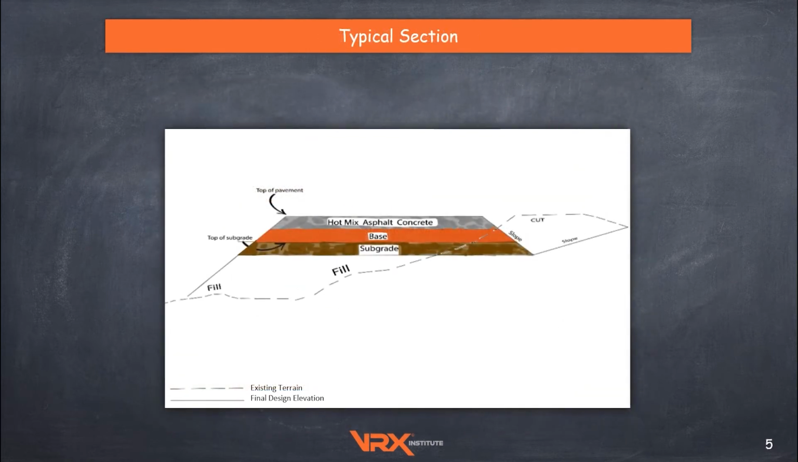This is a typical section. You can see here the existing ground line noted by the dashed line, and then here with the solid yellow line, which is the finished top of roadway and the constructed side slopes. You can still see the fill sections are here, and notice the subgrade at the bottom of the pavement structure.